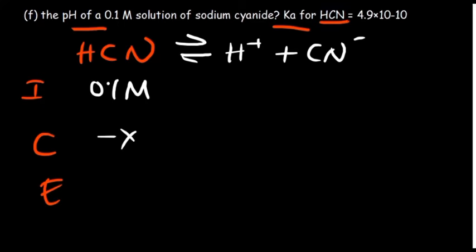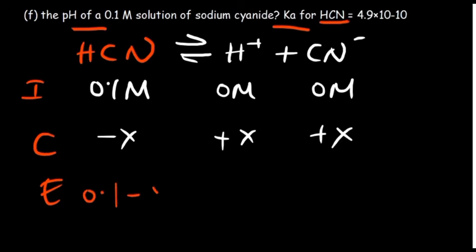Then for this one, initially we add nothing. So then basically the change here is a minus x. Or basically the products get to increase, so it will be products. So what we have there is our equilibrium concentration is 0.1 minus x. We have a positive x and a positive x.